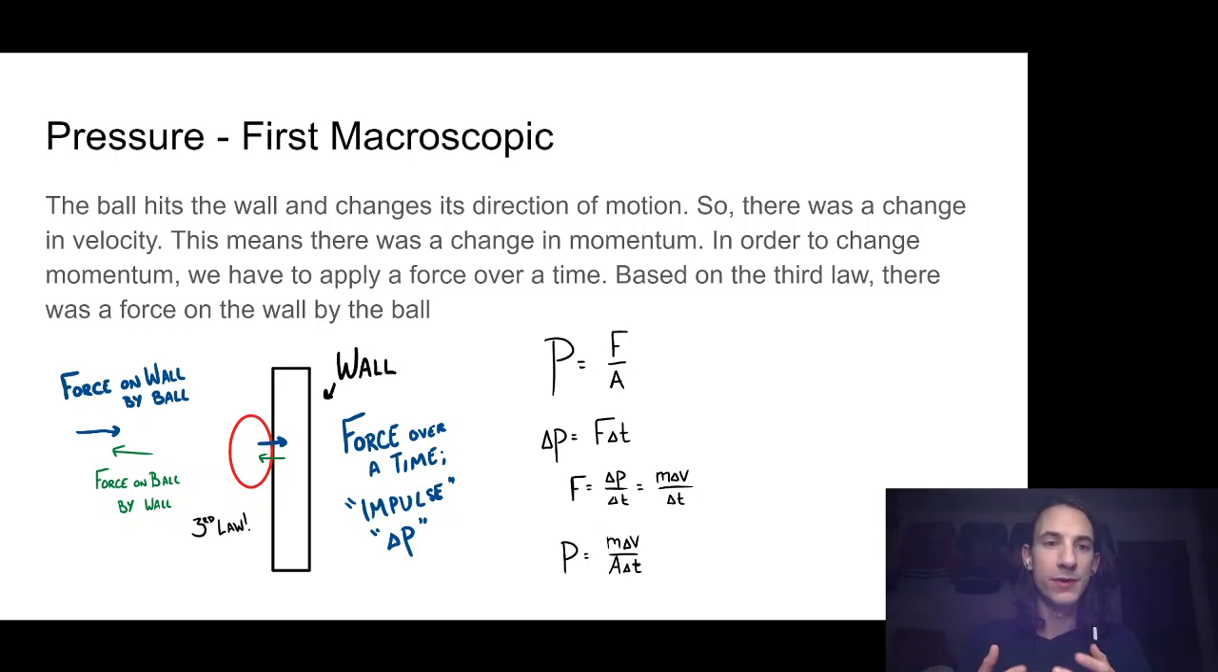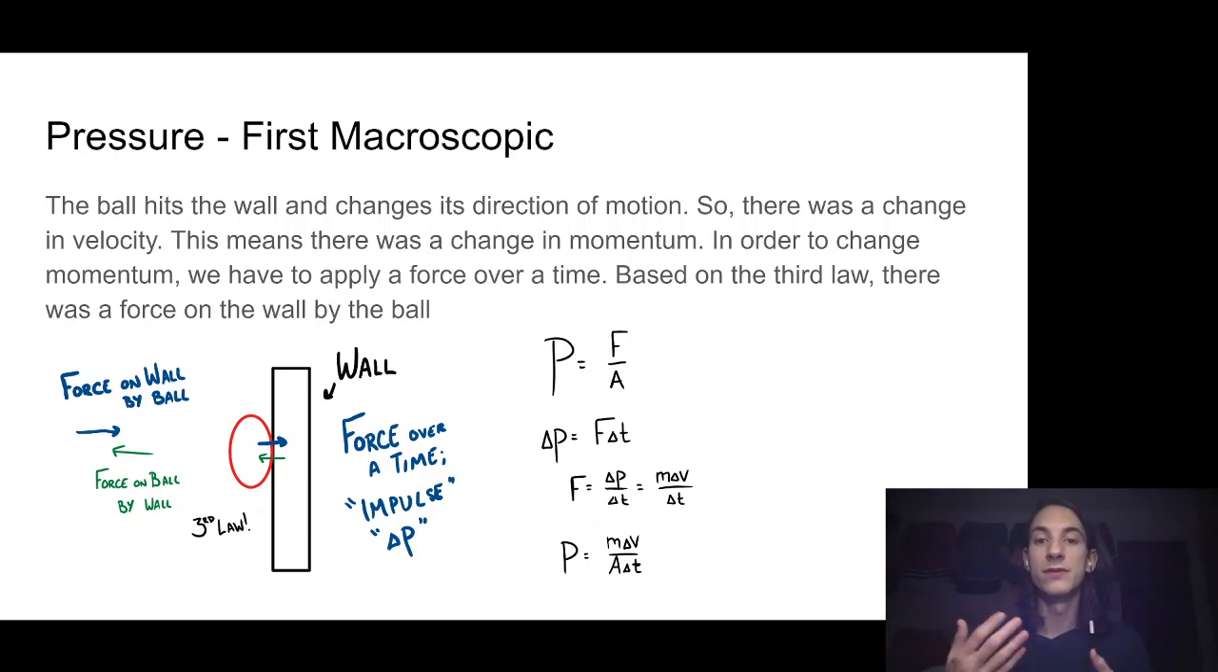But then we can think about how there is this force acting on the ball by the wall. And based on Newton's third law, if there's a force on the ball by the wall, there has to be a force on the wall by the ball. So when we have these objects colliding with the surface, there's some sort of force between our moving object and the wall. There's this interaction based on Newton's third law.